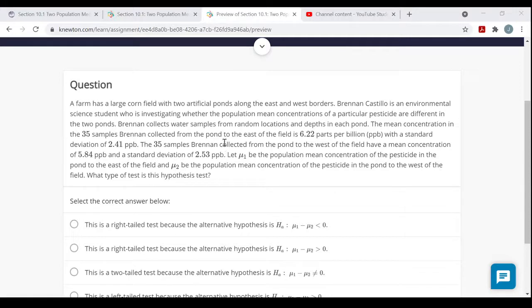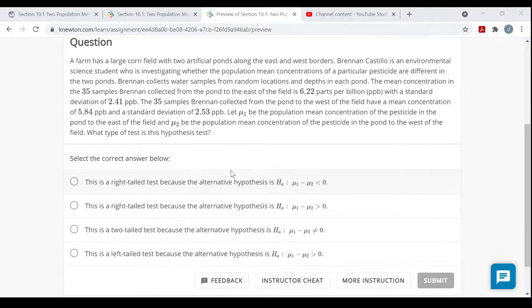All right, so we're told here to let mu1 be the population mean concentration of the pesticide in the pond to the east of the field, and mu2 be the population mean concentration of the pesticide in the pond to the west of the field. Now first, they're not even asking us for critical values here. They're just asking what type of test this is. I think there might be another part to this question where they get into critical values. But right now they're asking us to set up the hypotheses and state what kind of test it is. Is it a right-tailed test, a left-tailed test, or a two-tailed test?